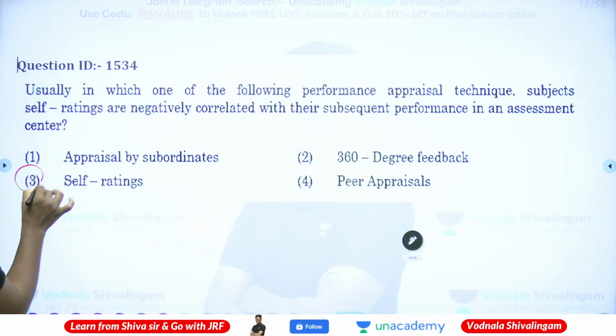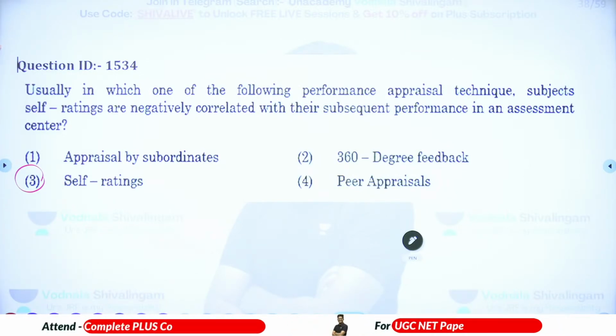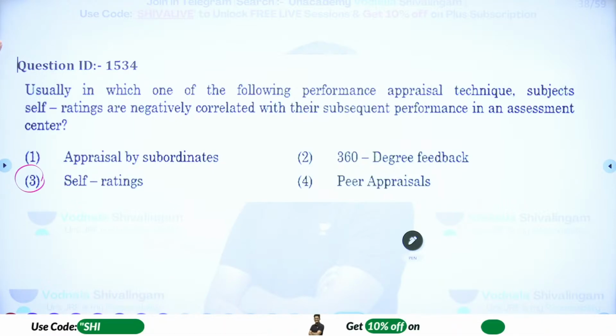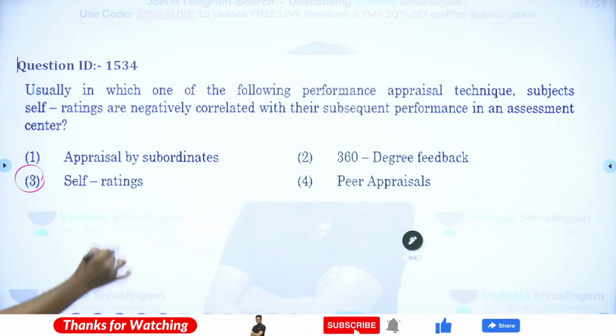Option C is the given answer, self-rating. Which one of the following performance appraisal techniques has subjects' self-ratings negatively correlated with their subsequent performance? That is self-rating. Self-ratings are negatively correlated with their subsequent performance.